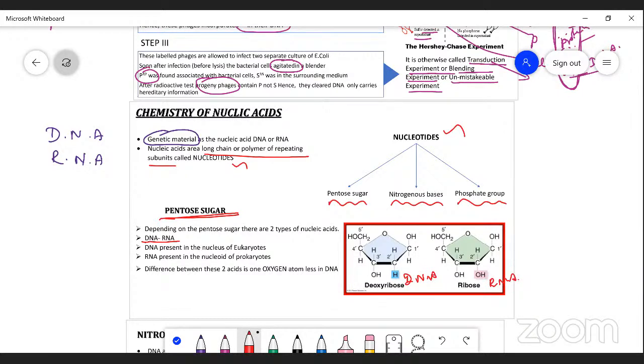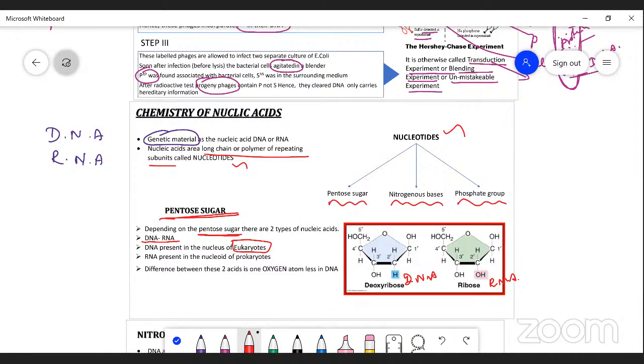See that depending on the pentose sugar, the two types of nucleic acids are classified. The nucleic acids are classified based on the pentose sugar into two types. One is DNA and the other one is the RNA. The DNA is present in the nucleus of the eukaryotes.